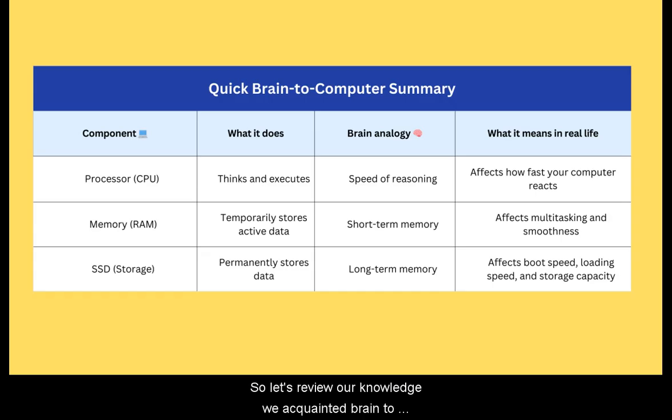So let's review our knowledge with a quick brain-to-computer summary. Let's start with the processor, also known as the CPU. In the chart, you'll see it described as the part of the computer that thinks and executes. That's because the CPU is literally the brain of your computer. Now, how does this relate to us? In the brain analogy column, the processor represents your speed of reasoning. This is how fast you think, solve problems, and make decisions.